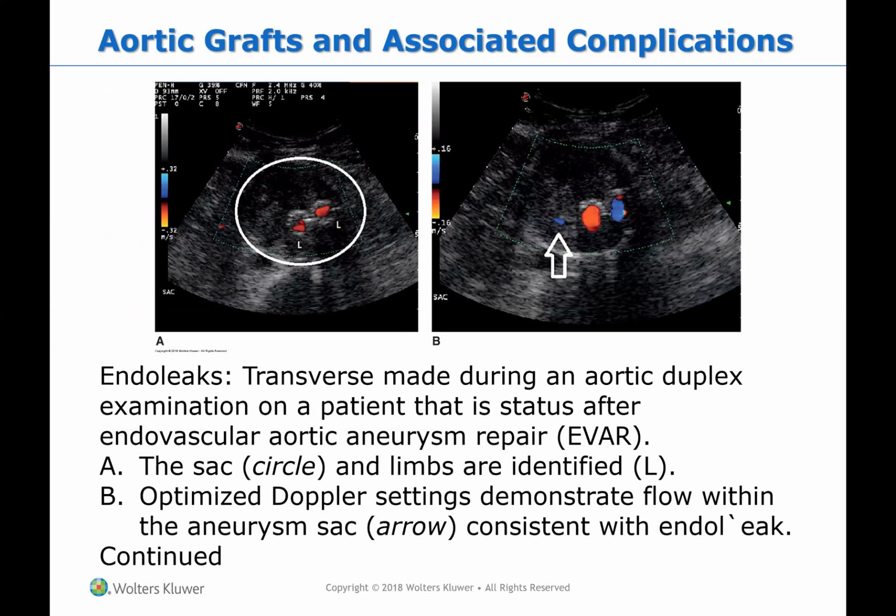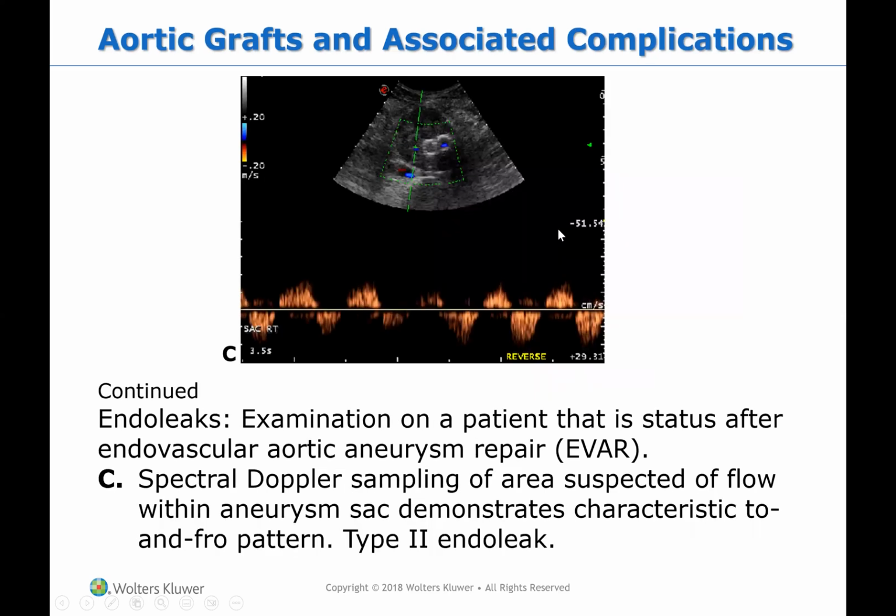So endoleaks: transverse, you're looking at it in picture A, that's a sac with a circle, and the limbs are identified. And then you can see the color flow in both of those. And you see a little bit of blood where that arrow is, outside of the limbs. That is not good. That means there's a leak. And that's what a leak looks like, an up and down flow.